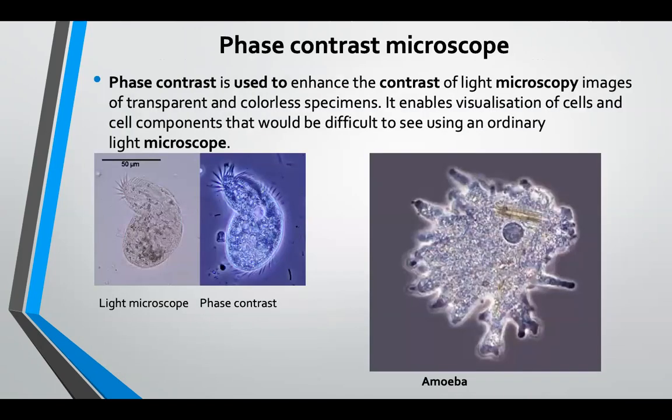The phase contrast microscope is used to enhance the contrast of light microscopy images of transparent and colorless specimens. So oftentimes, if we look at something, for example, in the light microscope, we can't see the contrast of structures within a cell. So what the phase contrast microscope does is it enables the visualization of cells and what's inside of cells that would be more difficult to see using an ordinary light microscope. So it just provides some sort of contrast between the details. And this is a look at an amoeba.